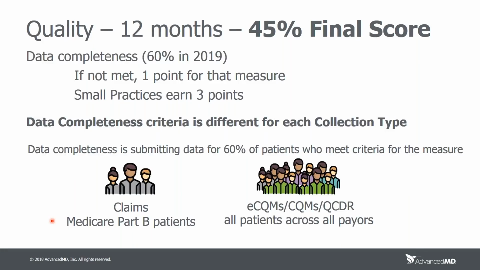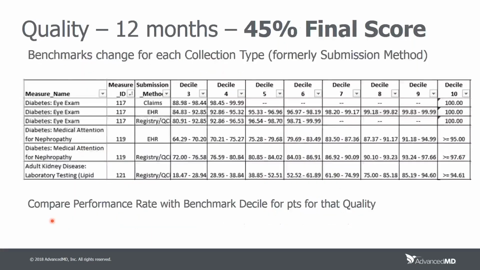So once we know that we have data completeness, then CMS is going to compare your scores to your peers. And so they have what they call benchmarks. The benchmarks for 2019 are not out yet, as of yesterday, I didn't check this morning. They usually come out around the middle of December. So I'm expecting to see them in the next couple of weeks. But the benchmarks for 2019 will look similar to this.